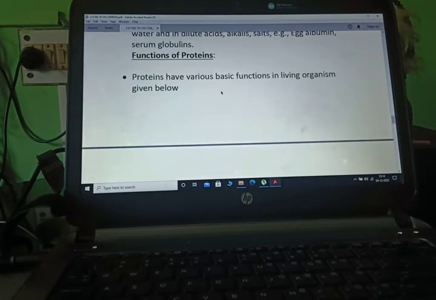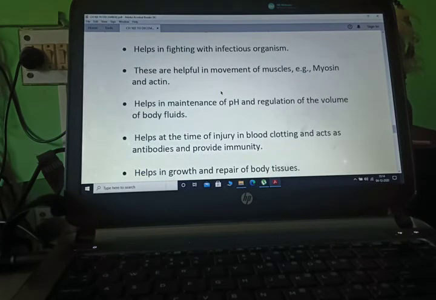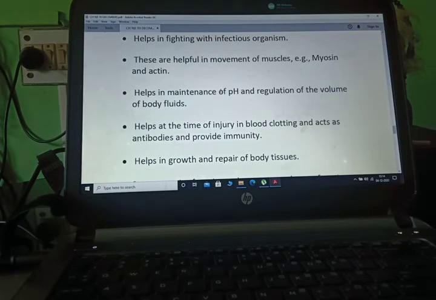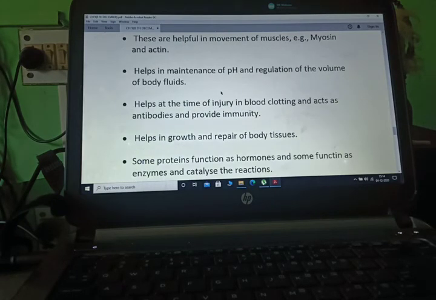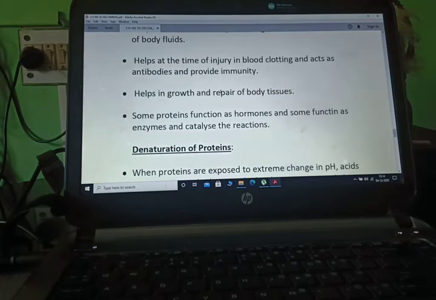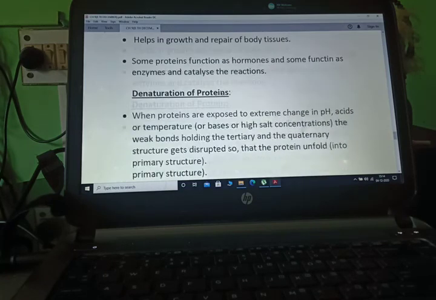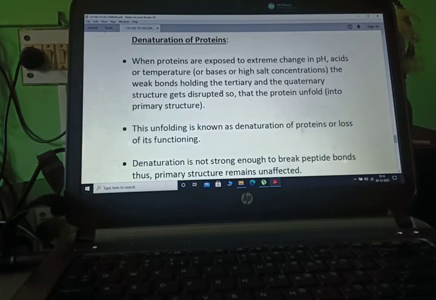Now, function of protein. Proteins have various basic functions in the living organism as follows. They help in the transportation of nutrients across the cell membrane by acting as protein transporters. Help in fighting infectious organisms. These are helpful in movement of muscles, example, myosin and actin. Help in maintenance of pH. Regulation of volume of body fluids. Help at the time of injury in blood clotting, and act as antibodies and provide immunity. Help in growth and repair of body tissues. Some proteins function as hormones and some function as enzymes and catalyze reactions.